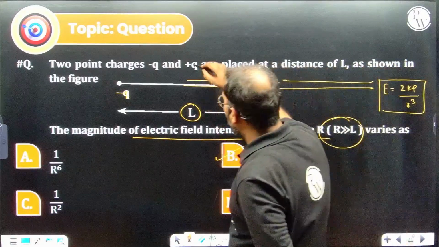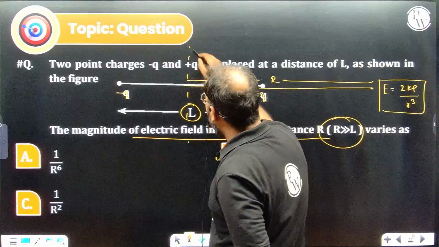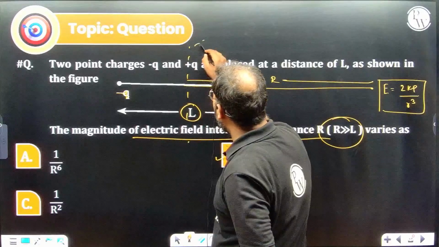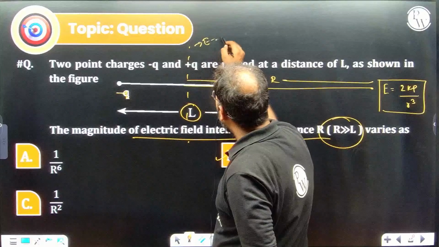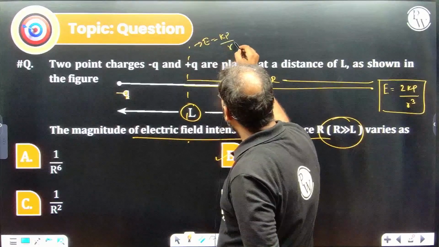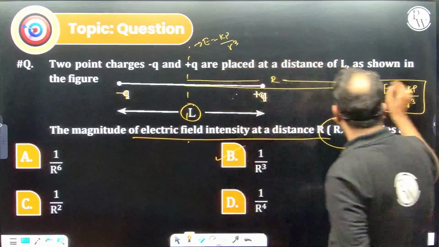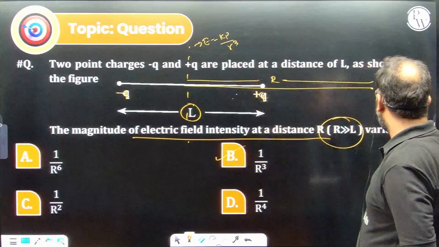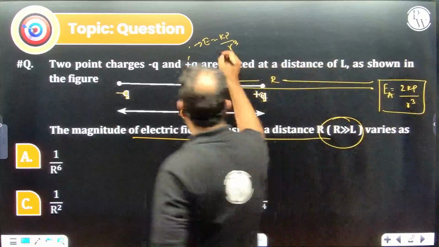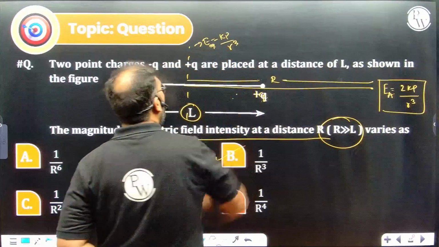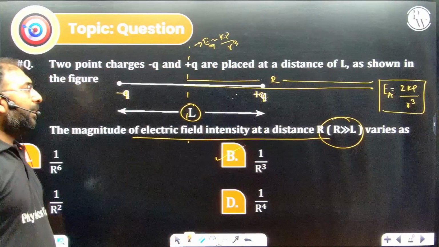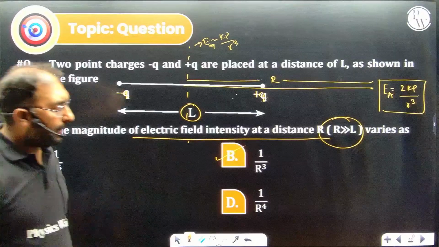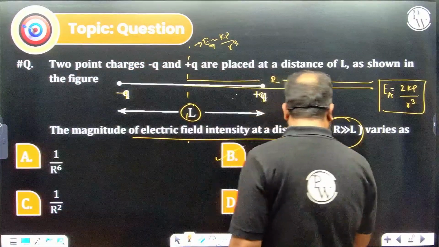You can also remember this formula: on an equatorial point the electric field is kp by r cube. This is an axial point and that is an equatorial point. On the equatorial point it is kp by r cube, and on the axial point it is 2kp by r cube.